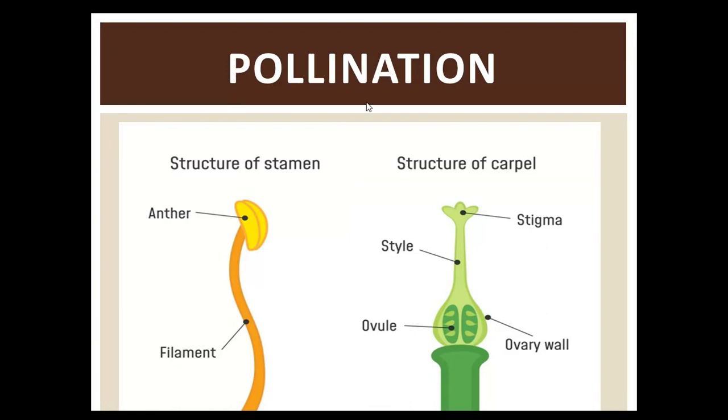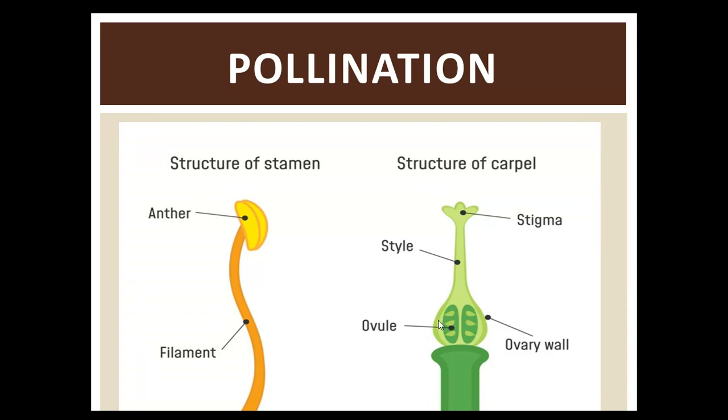Now next thing is pollination. So before studying pollination, let us do a recap of stamen and carpel. Stamen is the male reproductive part and carpel is the female reproductive part. This anther produces pollen grains, and whenever pollen grains transfer from the anther to the stigma of the pistil, then this process of transferring pollen grains from anther to the stigma is known as pollination.